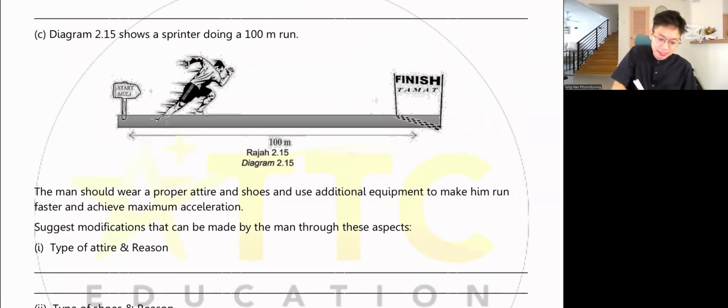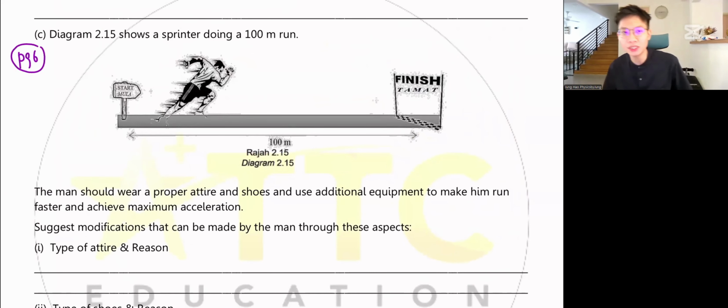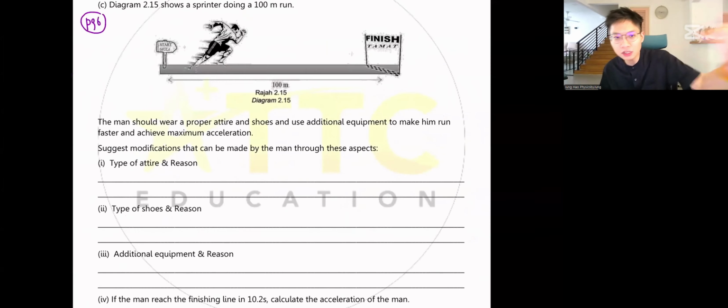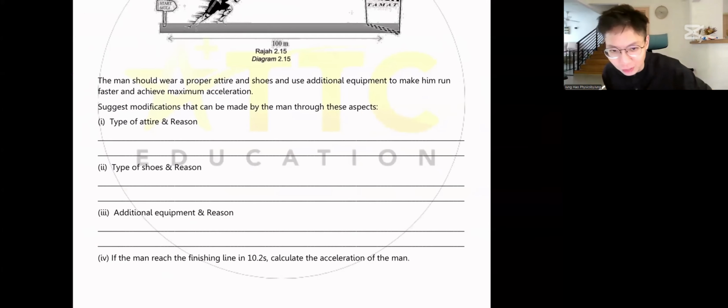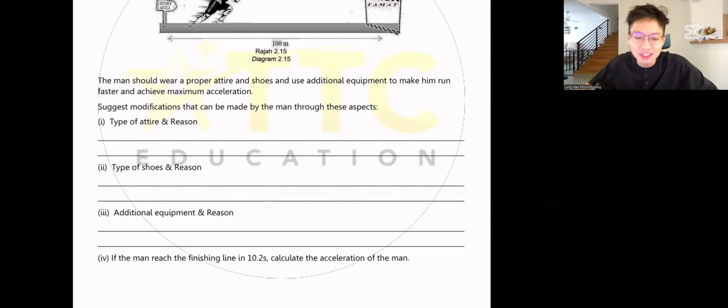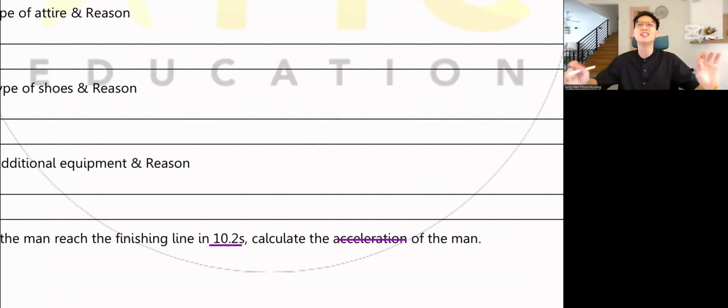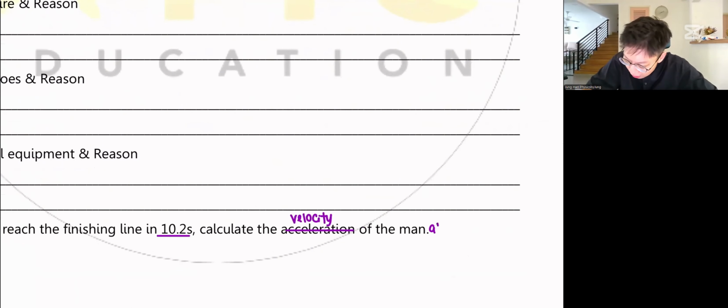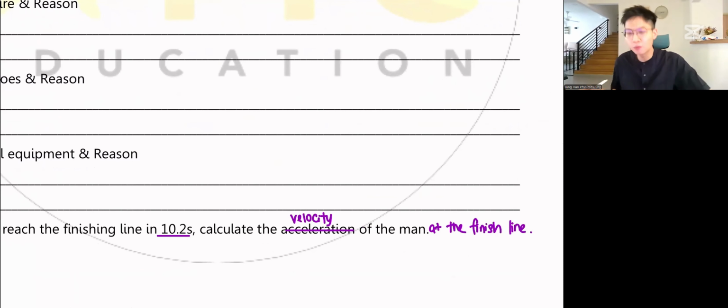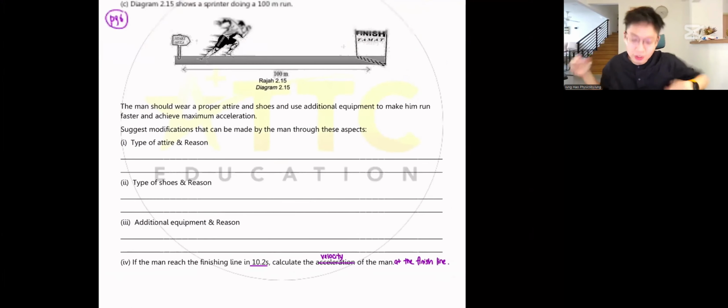Now on page 6 here, we will have a sprinter doing a 100-meter run. There will be certain theory questions, but first I want to attract your attention to this question, where the man reaches the finishing line in 12.2 seconds, calculate. I don't want to do acceleration because acceleration is so easy. Everybody knows how to do acceleration, correct? But I want you to calculate the velocity of the man at the finish line. What we want you to find is the velocity of the man at the finishing line.